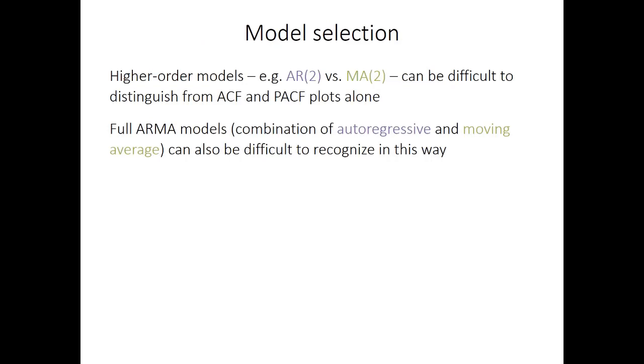So as you may have noticed in the last couple slides, sometimes these higher order models can be difficult to distinguish just from the plots alone. And this might be especially true for models that combine both autoregressive and moving average. So how can you tell then what is the best one to use?